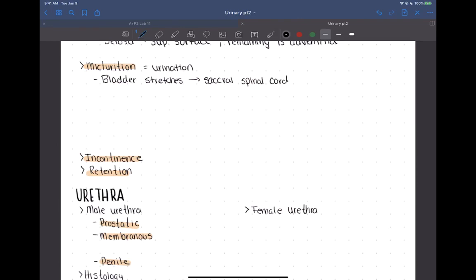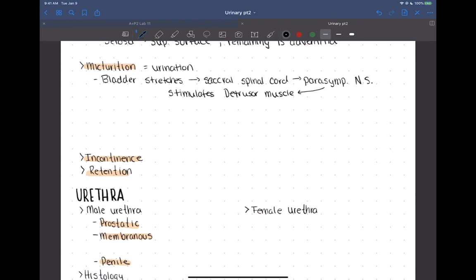Okay, and that is going to activate the parasympathetic nervous system and inhibit the sympathetic. The parasympathetic nervous system is going to stimulate the detrusor muscle in the wall of the bladder, so it's going to cause it to contract.